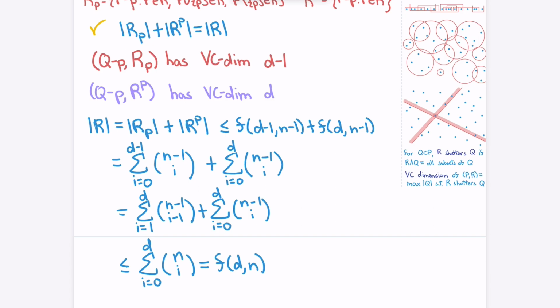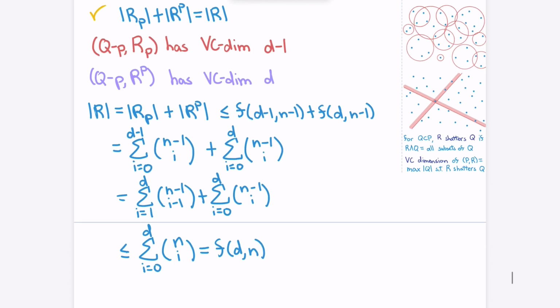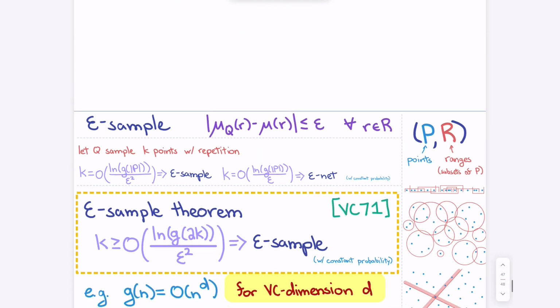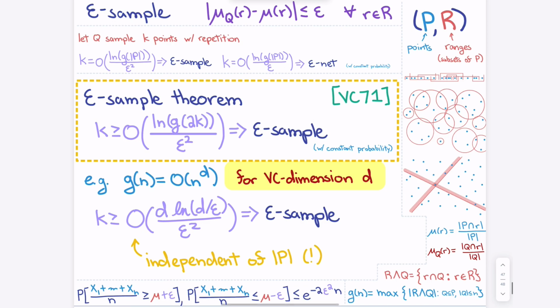Okay, so that's the proof. Yeah, I feel bad because this class is called randomized algorithms. That was neither randomized nor an algorithm. However, it does tell you that if you have VC dimension D, you only need D over epsilon squared points or so to get an epsilon sample.